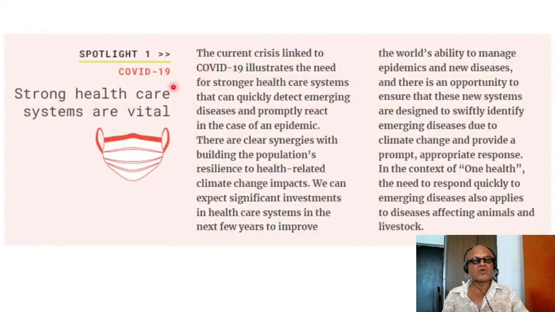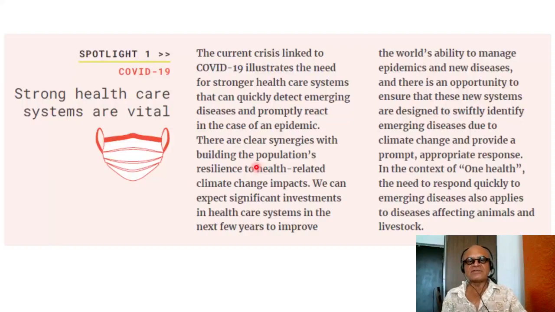Here again, looking at COVID-19, strong healthcare systems are vital, so that follows well on the indicators we were talking about. The current crisis linked to COVID-19 illustrates the need for strong healthcare systems that can quickly detect emerging diseases and promptly react in the case of an epidemic. In India, everybody got vaccines, but there were long lines for getting free vaccines, while those who could pay could get vaccines with a much shorter line, etc.